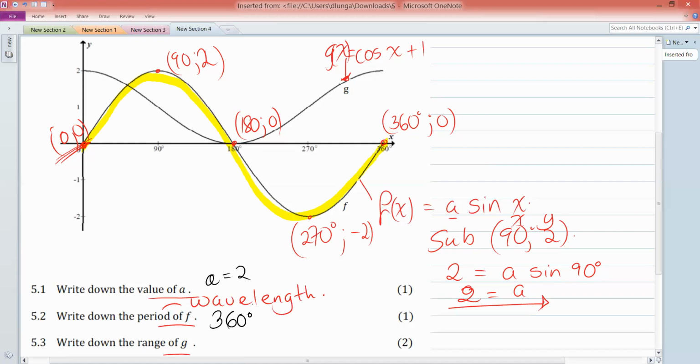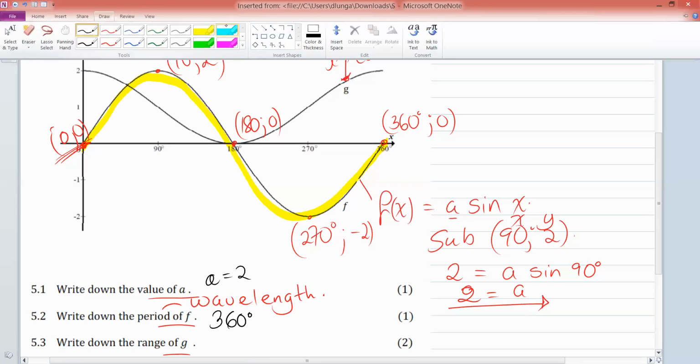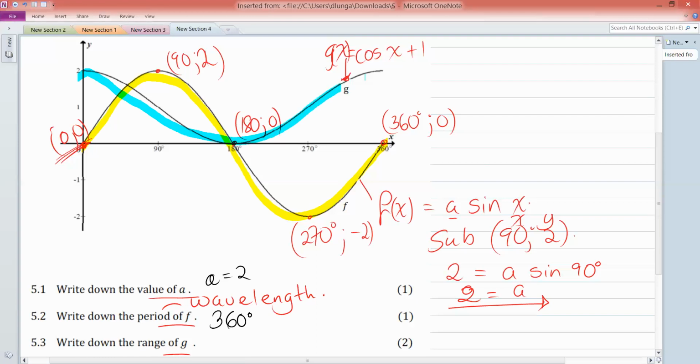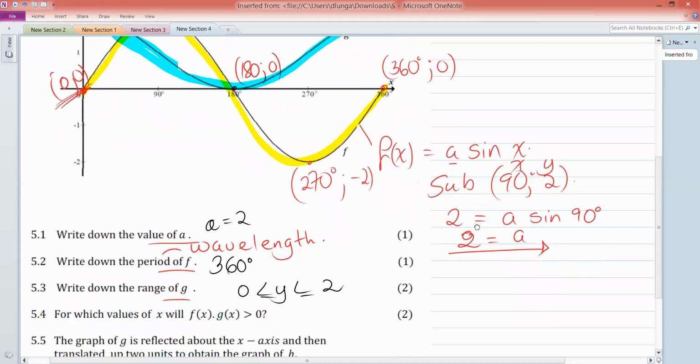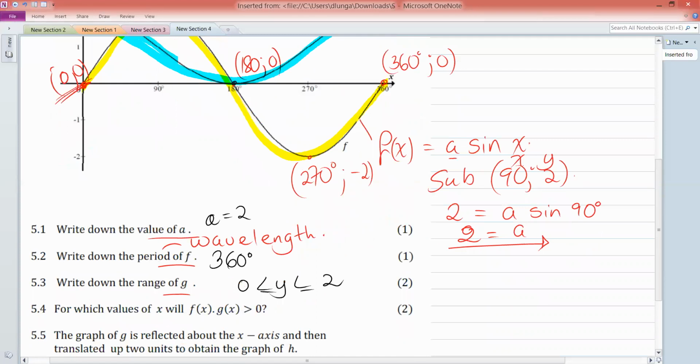Range of g. g is the one I'm going to highlight now. This is g. How do you work out the range? Remember, range is your y values, and they go from what to what for this particular graph. 0 to 2. Brilliant.